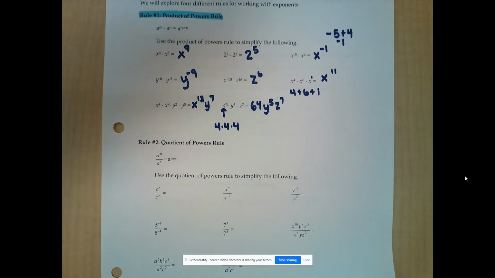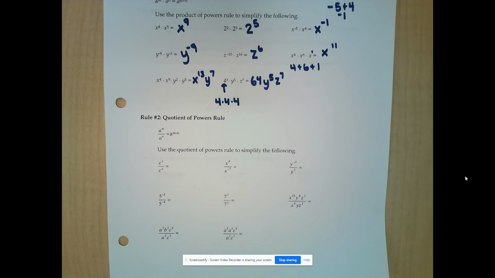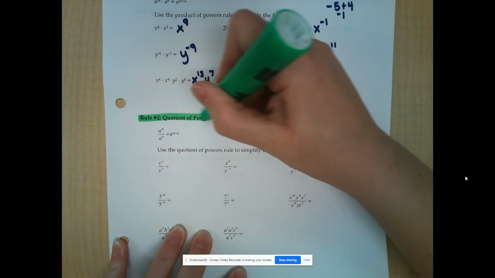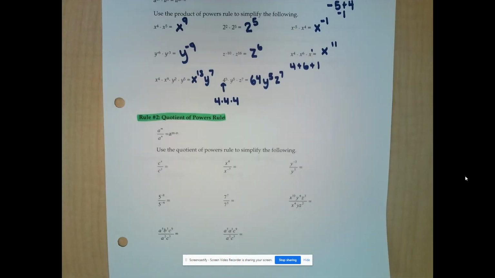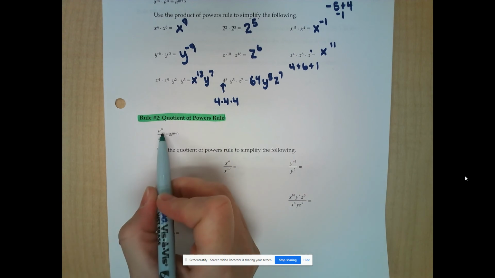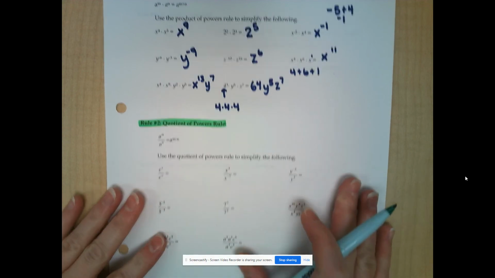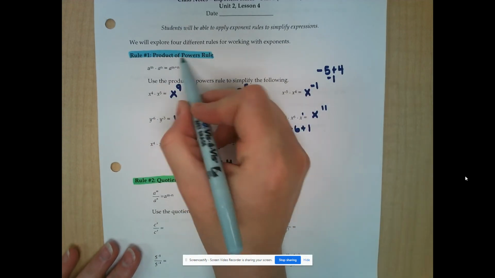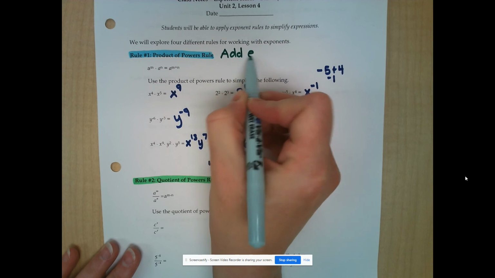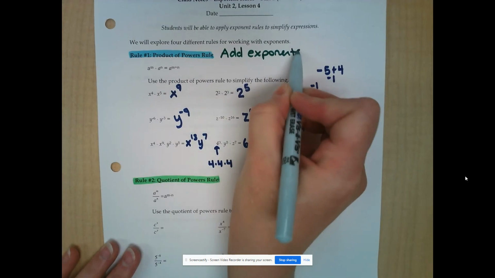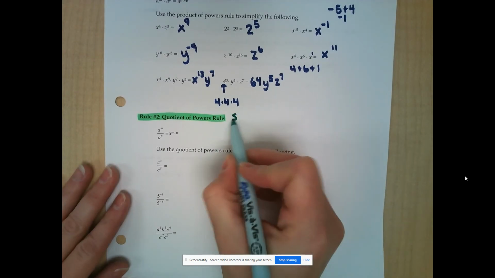Now, if we go to rule number 2, it says quotient of powers rule. Now, we know that quotient means the answer to a division problem. So all of these are going to be when we divide things with exponents. So first off, we have a to the m over a to the n. You'll notice we do a to the m minus n. We subtract the exponents. So if we look really quickly, product of powers rule, we add the exponents. On quotient, we subtract the exponents.